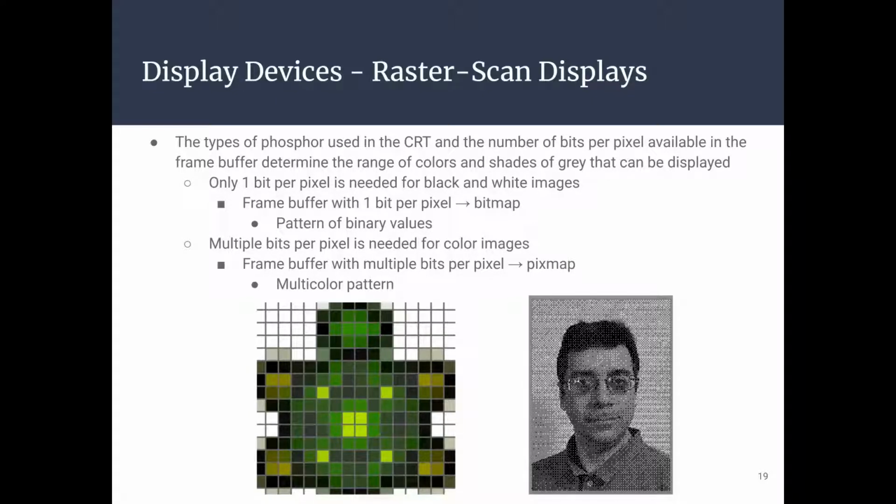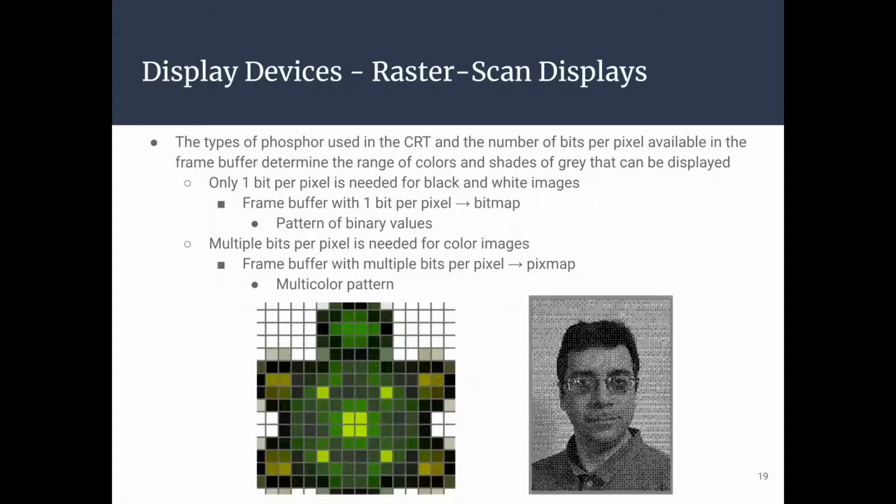And then with multiple bits per pixel, that's what is needed for color images. So if you want color images, you have to have multiple bits per pixel, and frame buffers that contain multiple bits per pixel are called pixmaps. And this total image over here is an example of a pixmap. So a pixmap is basically a multicolor pattern.